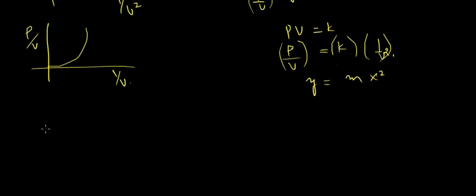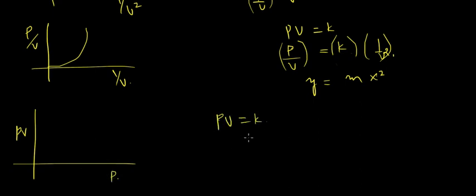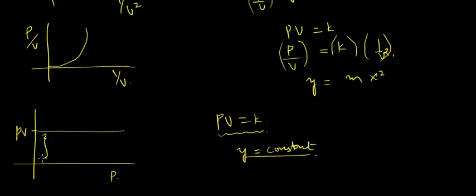Okay, next we'll be discussing a graph between PV and, let's say, P. So we know PV equals constant. We know that PV is constant, right? So if PV is constant, this implies the y-axis is constant. So if the y-axis is constant, we can directly have this graph, where this is nothing but nRT.